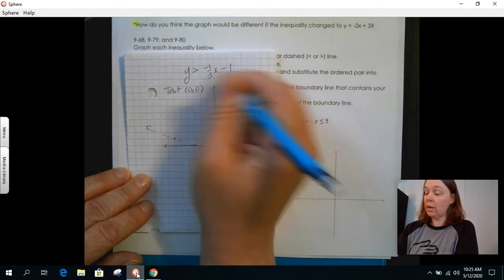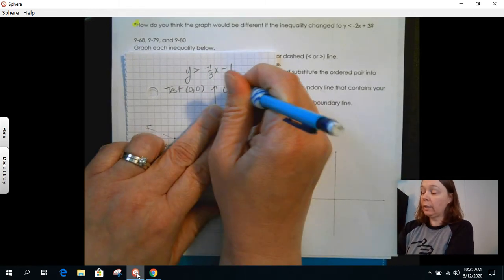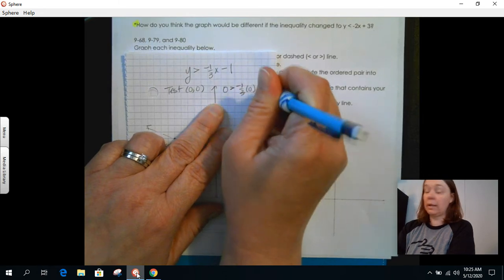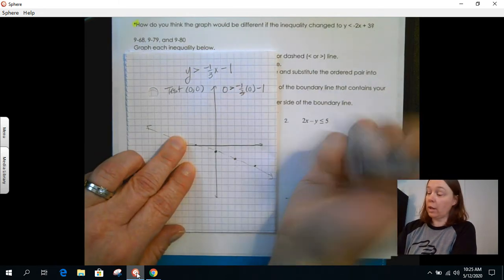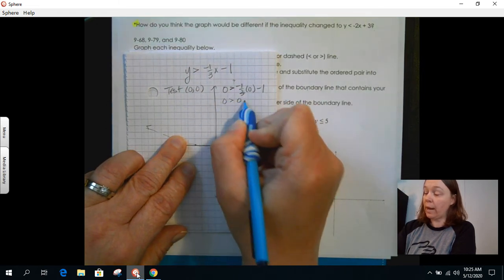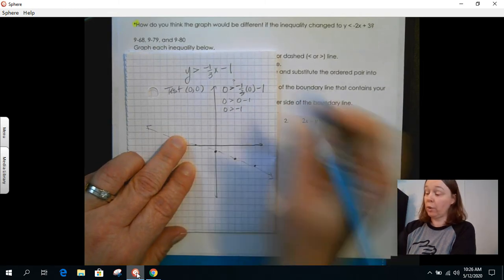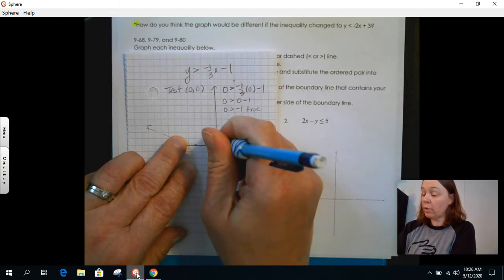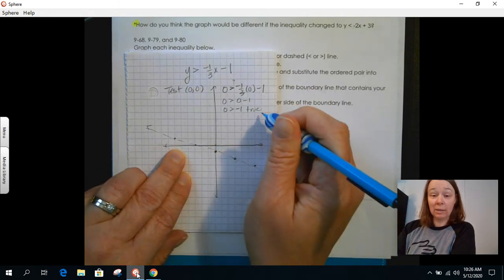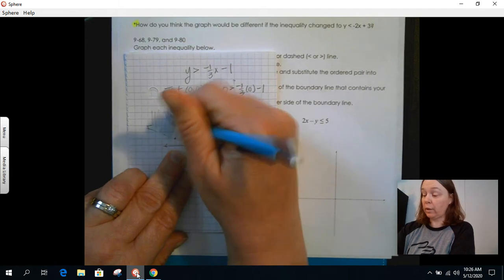So into this inequality, I'm going to substitute 0 in for y, and I'm going to substitute 0 in for x, and I'm going to see if it's true or false. Okay, so is 0 bigger than, this would be 0 minus 1. So is 0 bigger than negative 1? That's true. Okay, here's the point 0, 0. If it's true, I'm going to shade on the side of the 0, 0. So I'm going to shade over here.